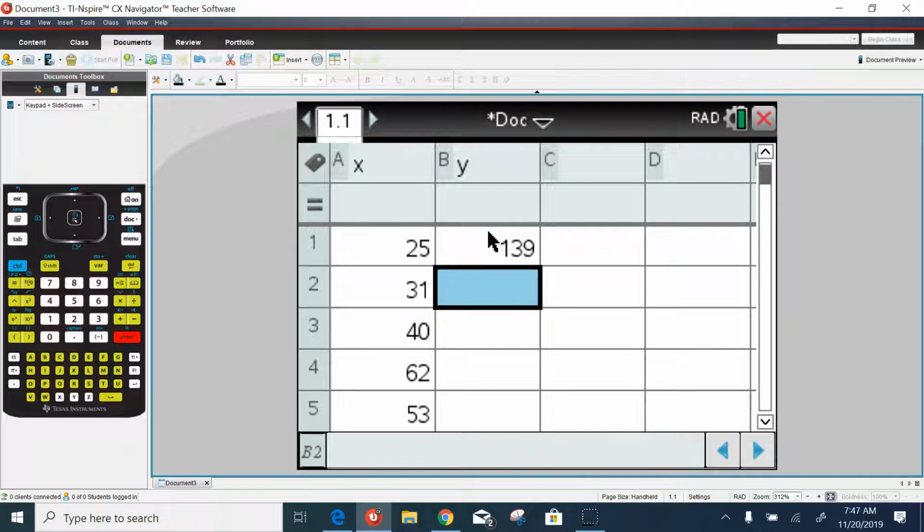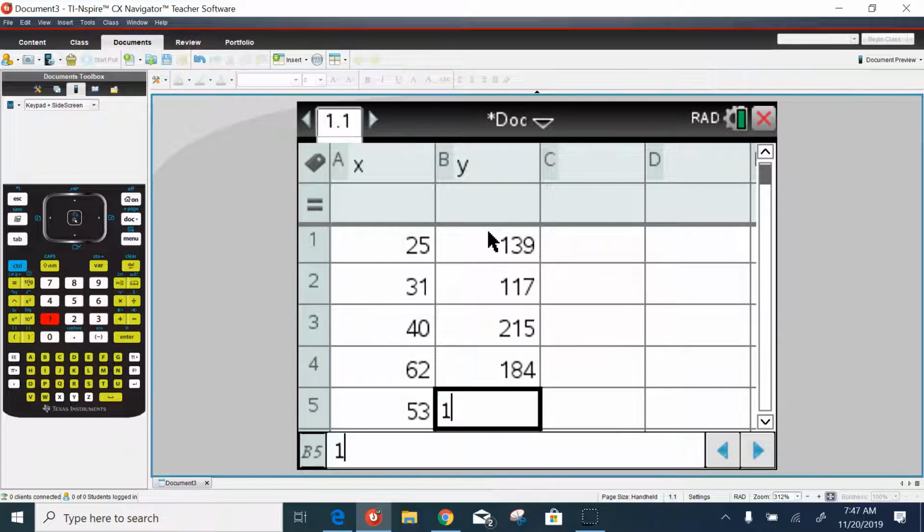After 139, I'm going to go ahead and go to 117. Lost track there. 215, 184, 161, 132, 147, 179. Oops, there you go. And 171. You slow down a bit.